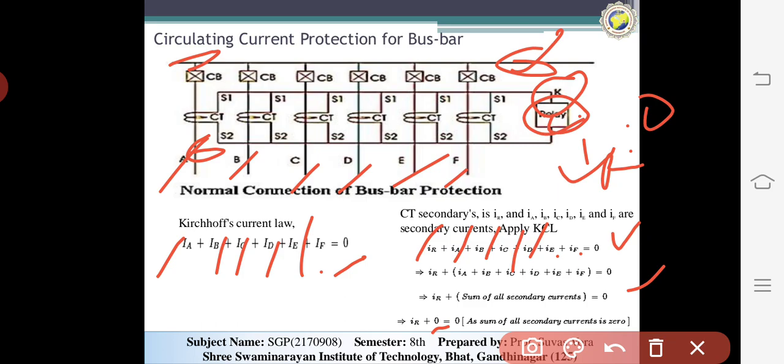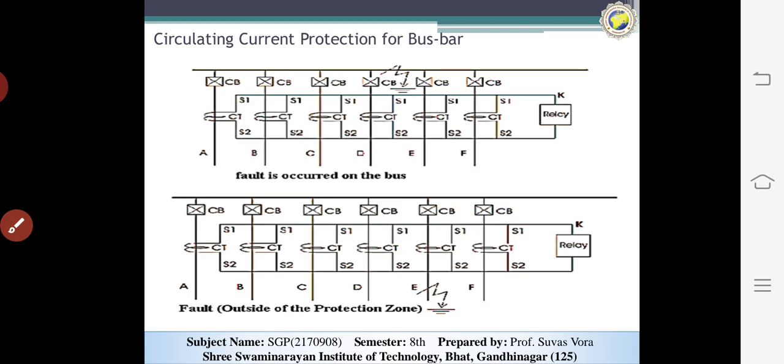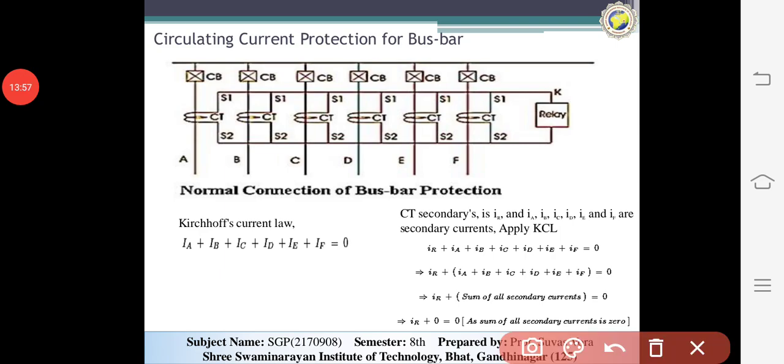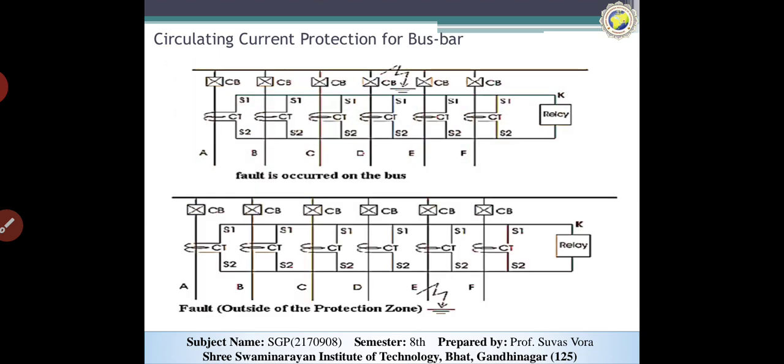Now the fault path has no CT. We can see here the fault is on the busbar, and the fault is within the zone. So the below figure is the external fault and the upper figure is the internal fault.